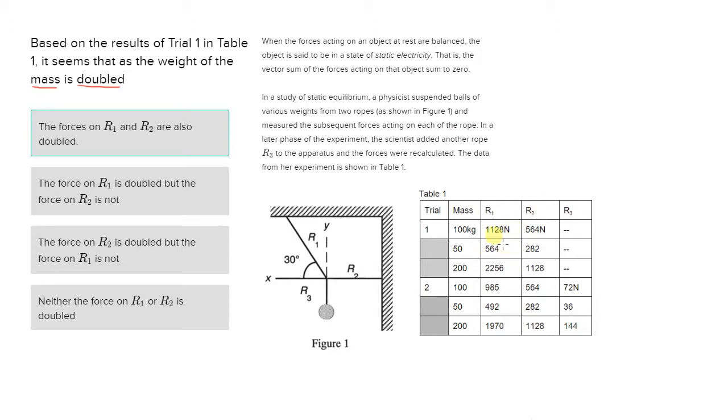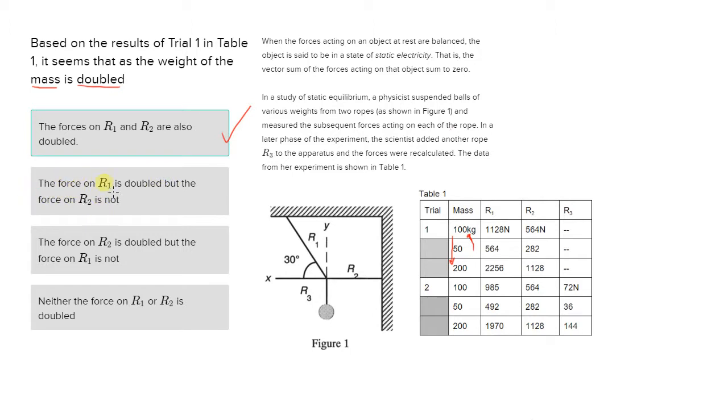564 times 2 is 1128. 282 times 4 is 564. 1128 times 2 is 2256. 564 times 2 is 1128. So we see that every time that we double the mass, so from here to here and from here to here, the force on the ropes is also doubled. So we can leave that up for now. It seems like that answer is probably correct.